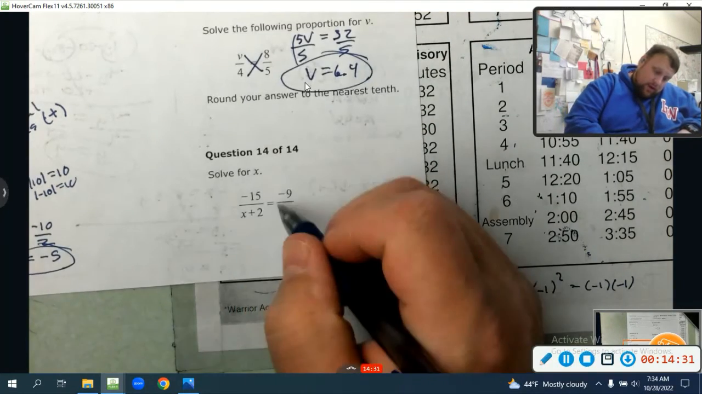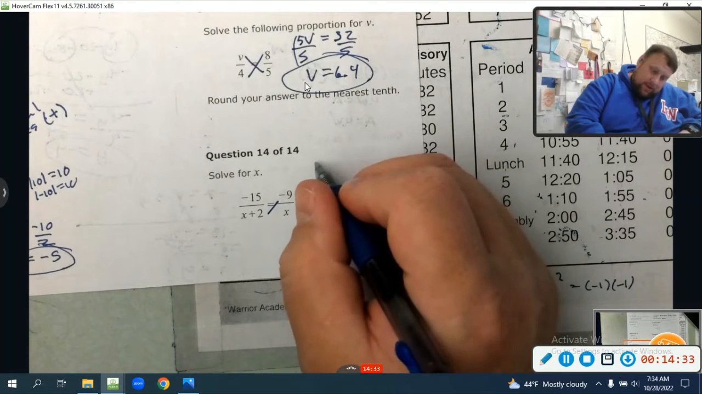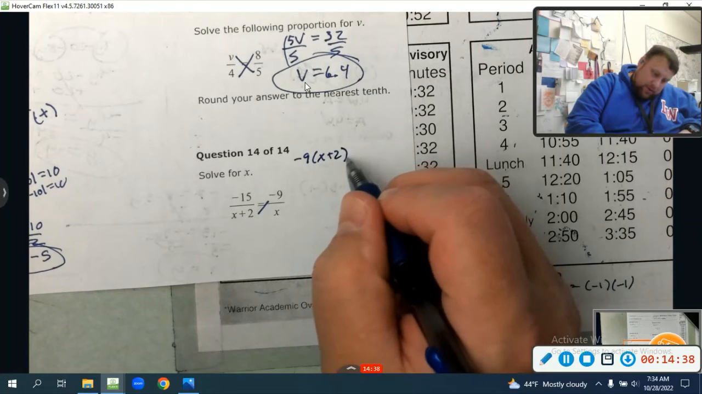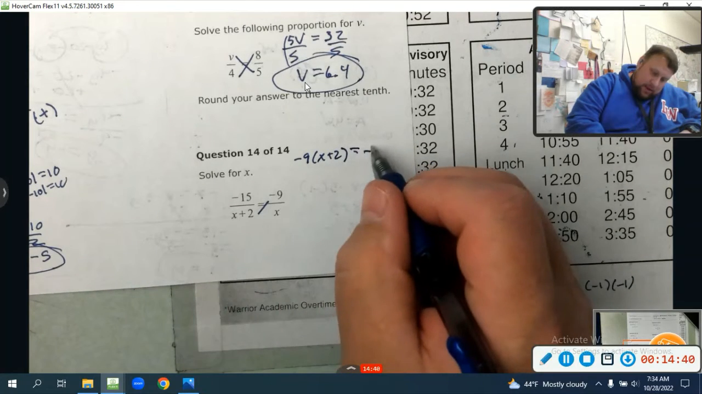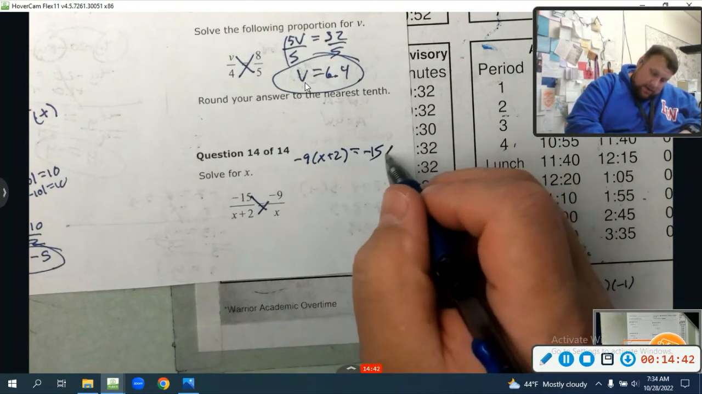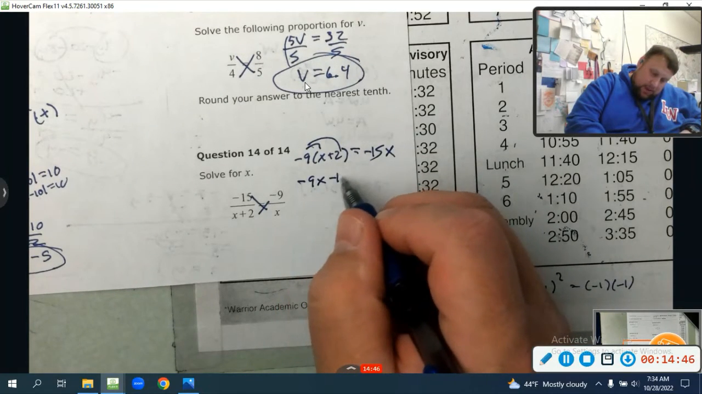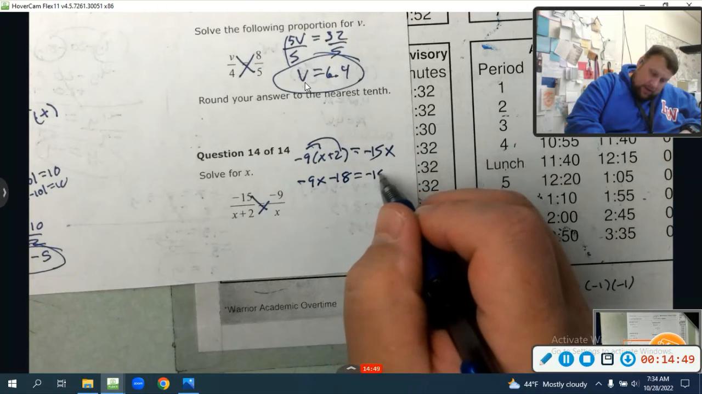Same deal for right here. Let's go. I'm going to write it down first. Negative 9 times x plus 2, right? We've got to distribute that, equals negative 15 times x. When I distribute that, I get negative 9x minus 18 equals negative 15x.